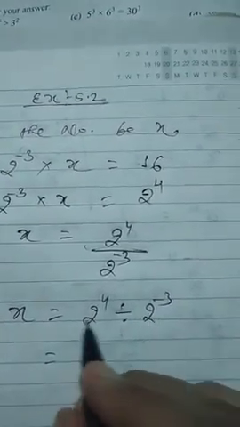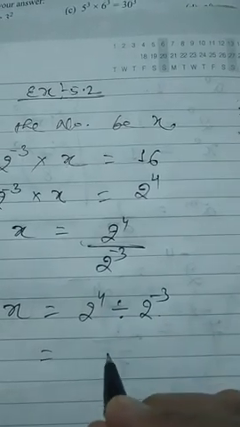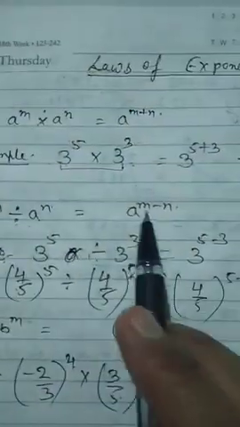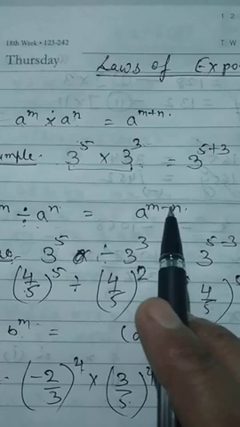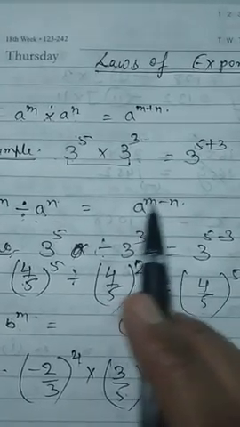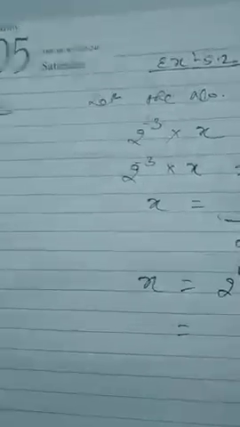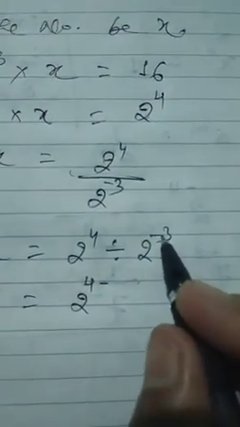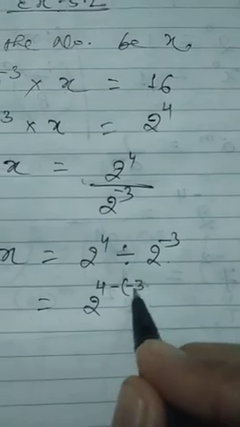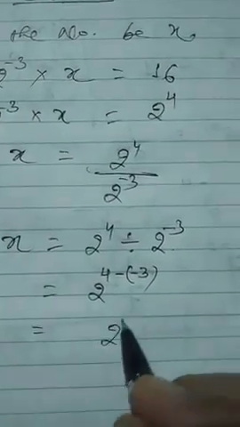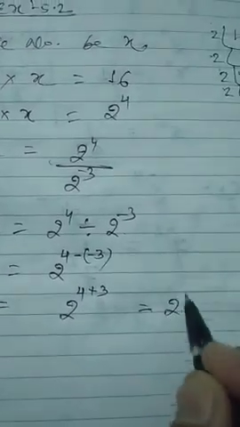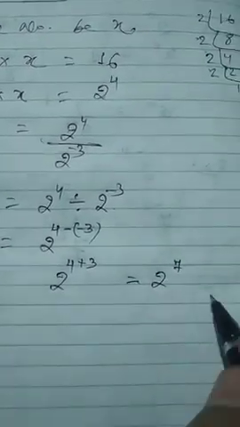If the bases are same and the power is different, then what do we do? Let's see the law. If the base is same and the power is different, then we write a to the power m minus n. We are finding the difference of the powers, subtracting the powers. So 2 to the power 4 minus, but it is already in minus, so minus of 3. Got it? 2 to the power 4 minus minus will be equal to plus. 2 to the power 4 plus 3, 7. This will be the answer.